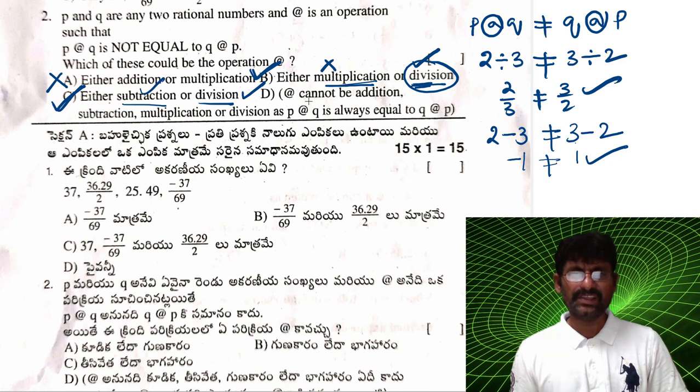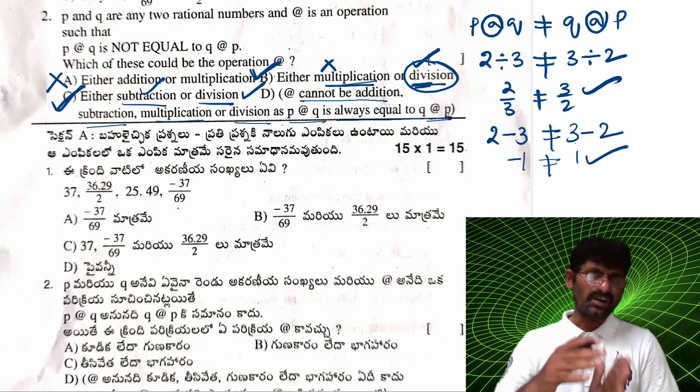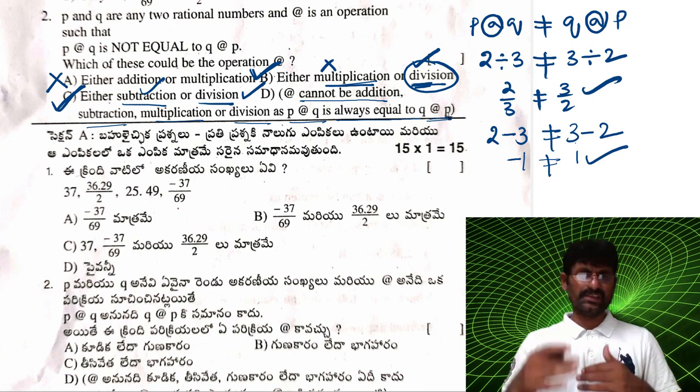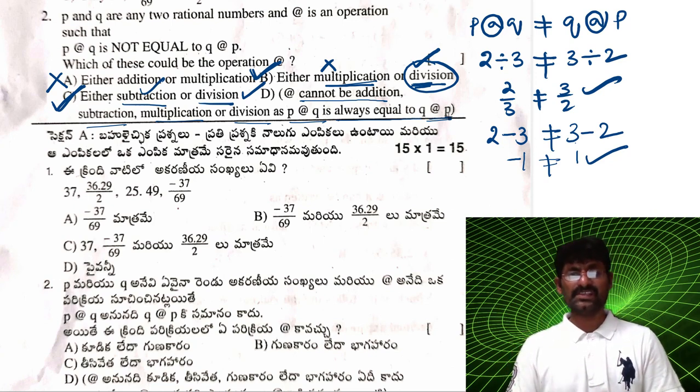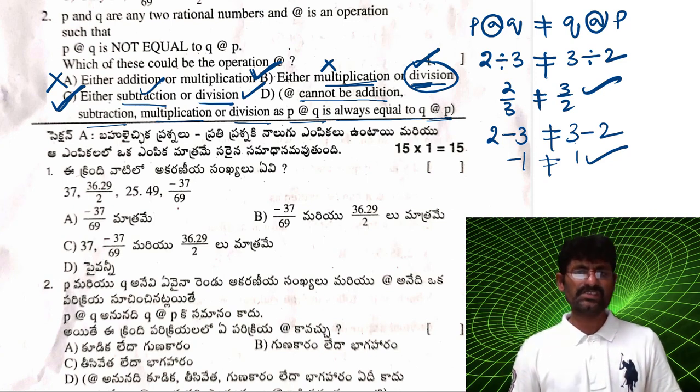And you see in case of D, it says addition, subtraction, multiplication or division, as P at the rate of Q is always equal to Q at the rate of P. So this is not correct actually. Why? Because P at the rate of Q is not always equal to Q at the rate of P. The meaning of this one is, in the case of addition, subtraction, multiplication and division, in all the cases P at the rate of Q is equal to Q at the rate of P. That is the meaning of option D. So this is not our option. So in my view, B and C both are correct. Right, let us go to the next problem.